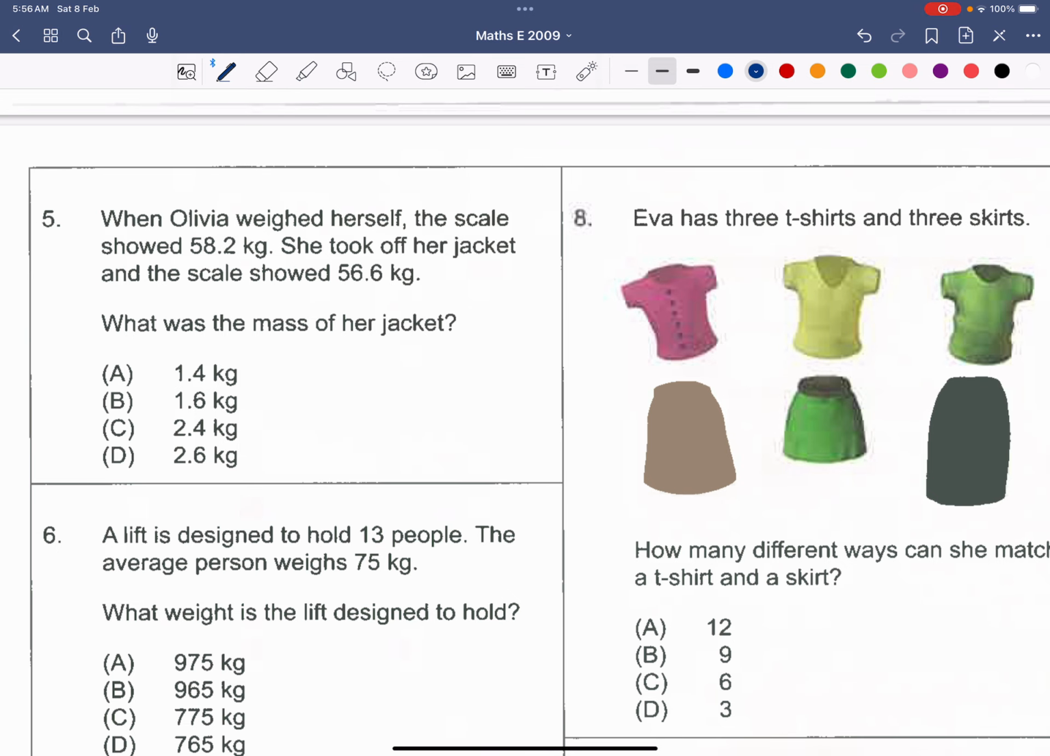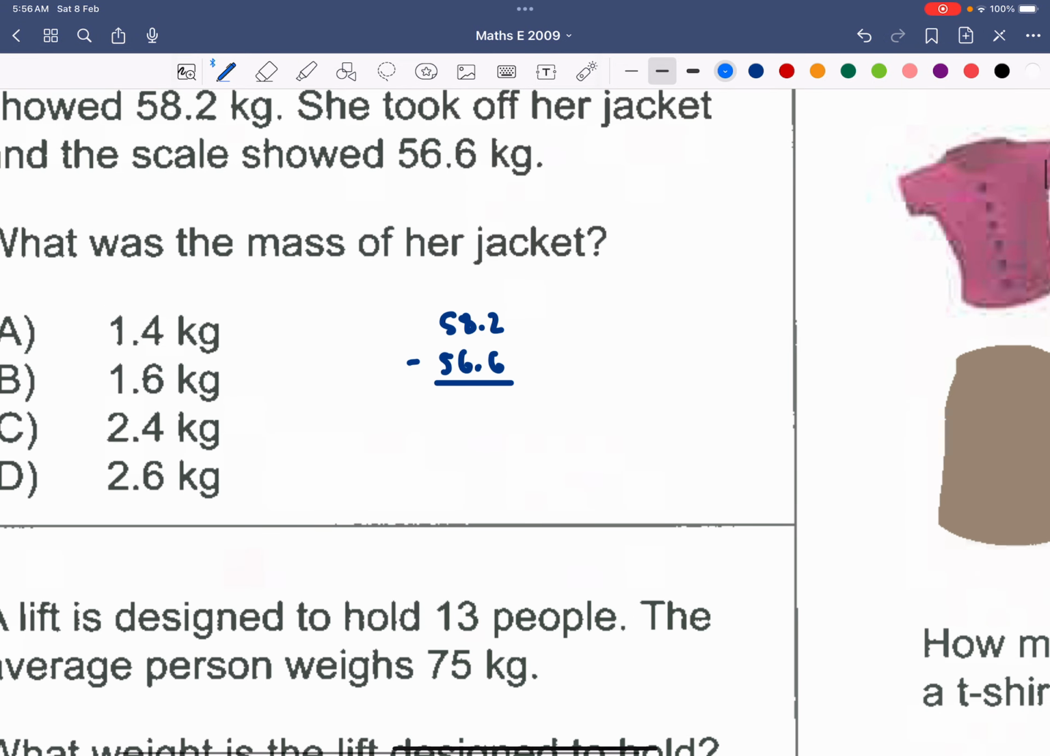So that's a simple case of subtraction. 58.2 minus 56.6. And we should all know how to subtract by now. You can't do 2 take 6, so you borrow 1. So if we borrow 1, it basically becomes 12. So 12 take 6 is 6. And then 7 take away 6 is 1.